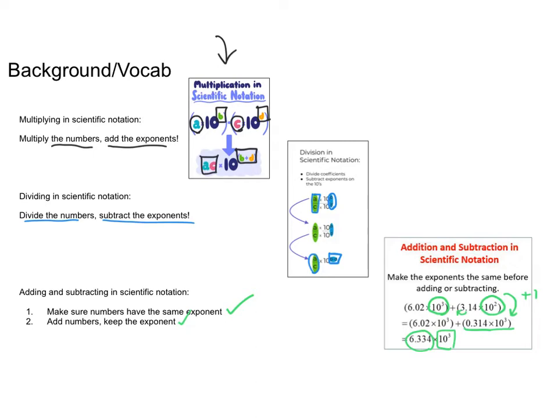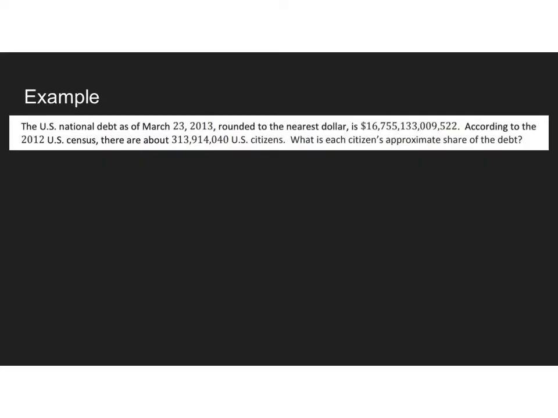So let's go ahead and move into some practice. This first example says the U.S. national debt as of March 23rd, 2013, rounded to the nearest dollar, is this huge number. According to the 2012 census, there were about this many citizens. What is each citizen's approximate share of debt? So if we were splitting this debt evenly between all of these Americans, are we going to be adding these numbers, dividing them, multiplying them, subtracting them? Well, the key word here is split. We're splitting it to this many citizens, so we're taking this number and we're dividing by this.